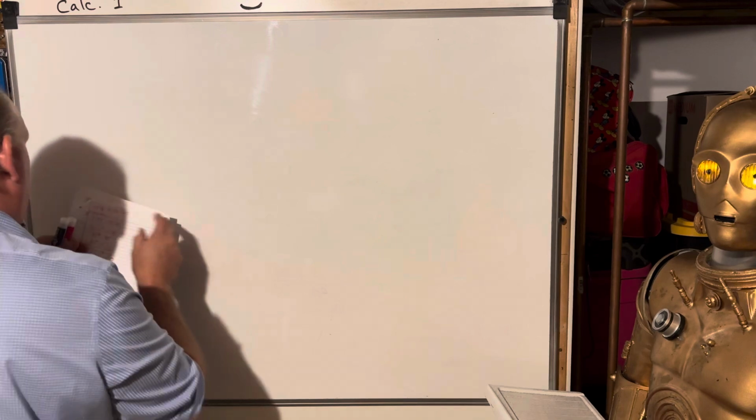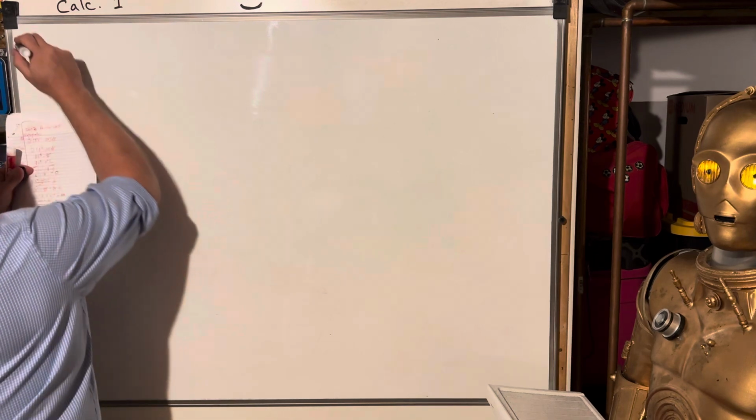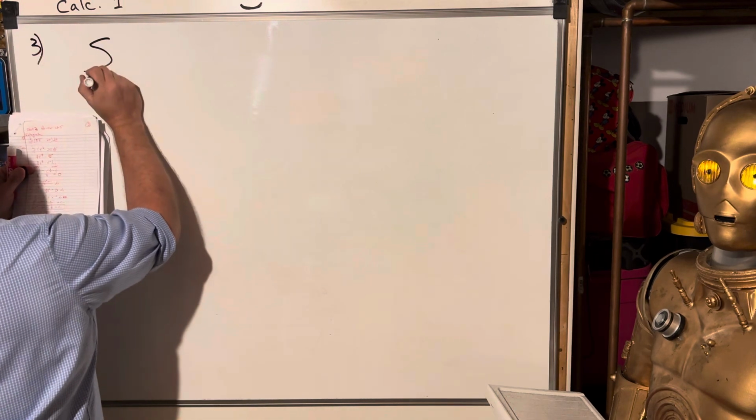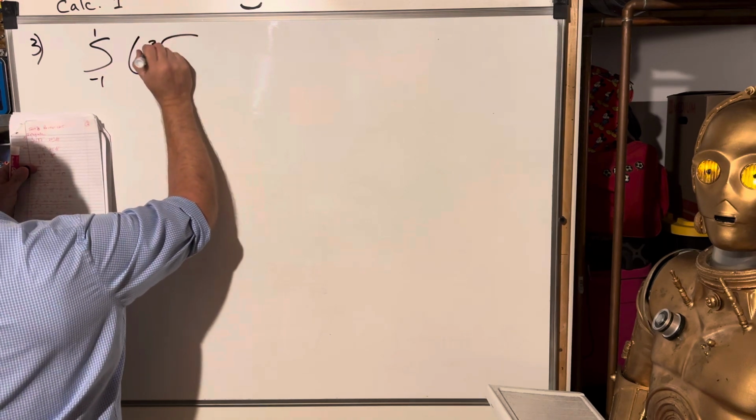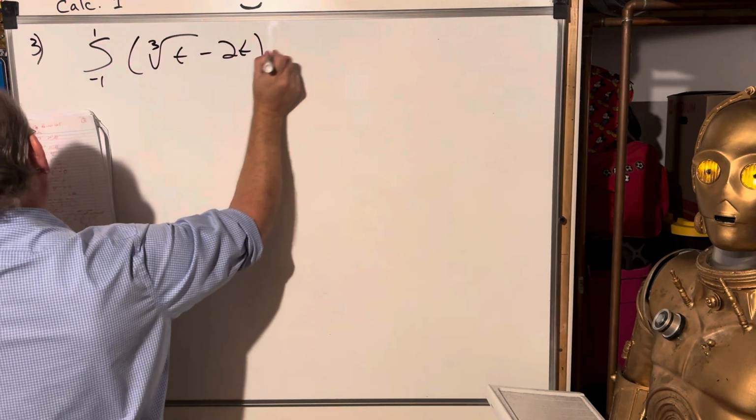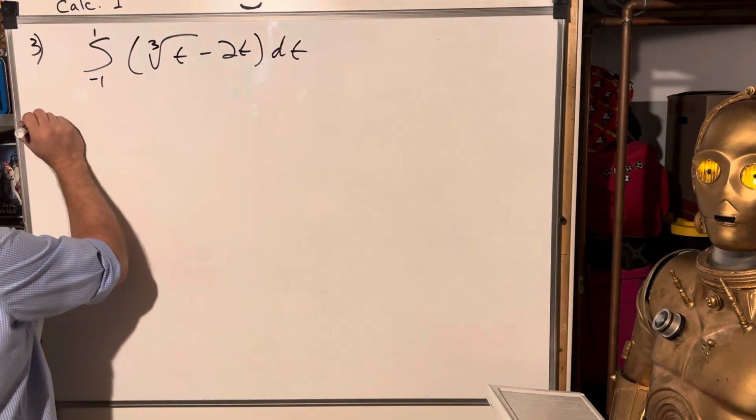All right, number 3. Definite integral from -1 to 1 of the cube root of t minus 2t dt. So we'll do a quick rewrite.